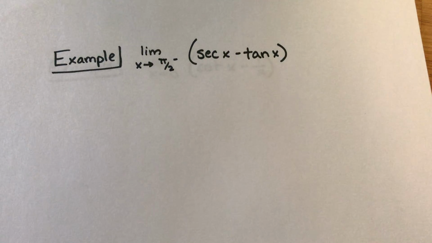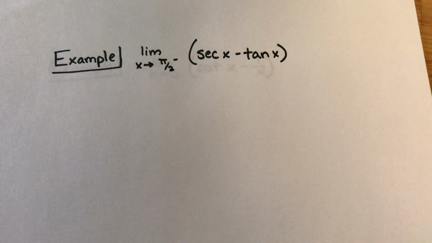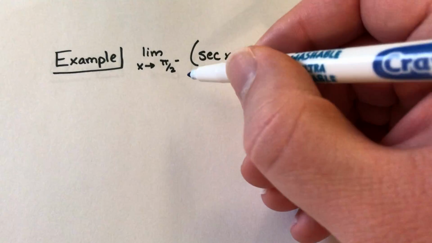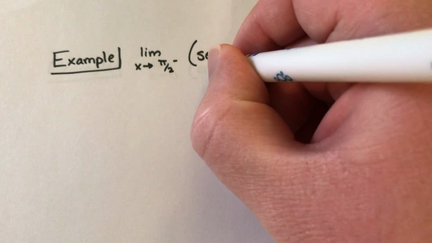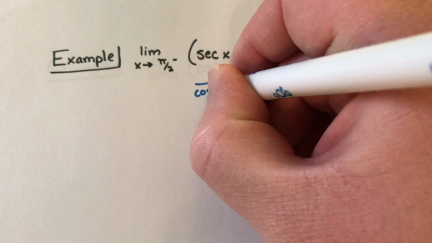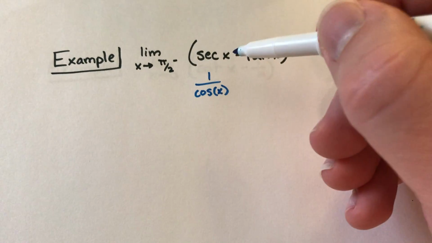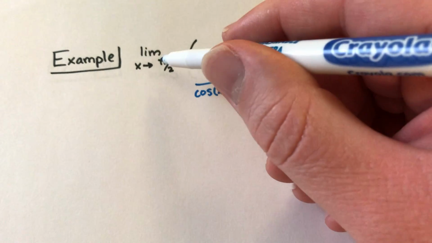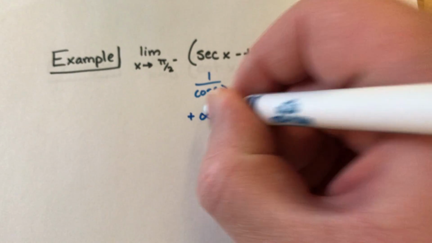And so again, I always want to verify that this is the correct indeterminate form. I want you all to think very briefly about what secant looks like as it heads toward pi over 2. Well, secant is 1 over cosine of x, and cosine is positive in the first quadrant, but it does head towards 0 as x approaches pi over 2 from the left. So this has ended up heading toward positive infinity.